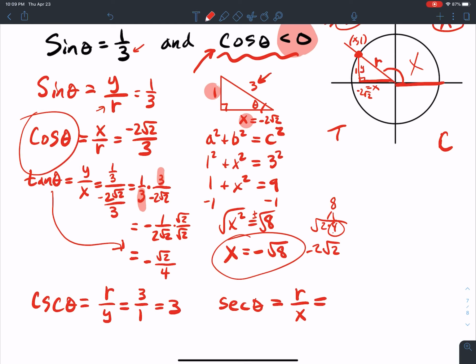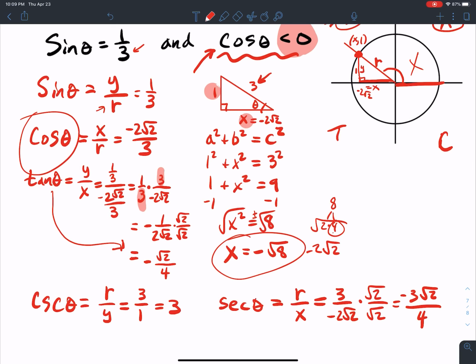And that's going to be what? That's going to be 3 over what? Negative 2 square root 2. Okay? Multiply top and bottom by square root 2. I get 3 square root 2. So that's negative 3 square root 2 over 4 is what that looks like going on there for the secant.